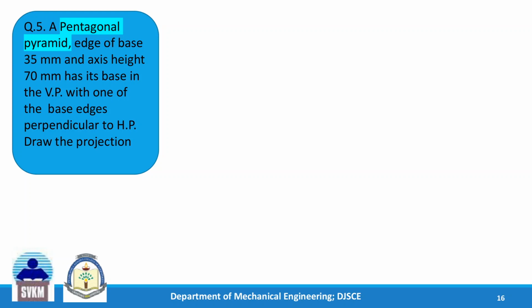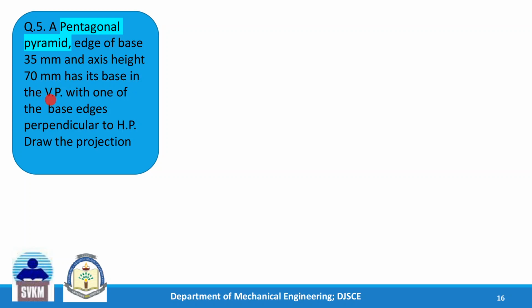Let us take this now. A pentagonal pyramid, edge of base 35 mm and axis height 70 mm, has its base in the VP with one of the base edges perpendicular to HP. Draw the projection. Read it carefully. It is a pentagonal pyramid. Okay, fine. What else is given? It is resting in VP, means that it is on the VP.